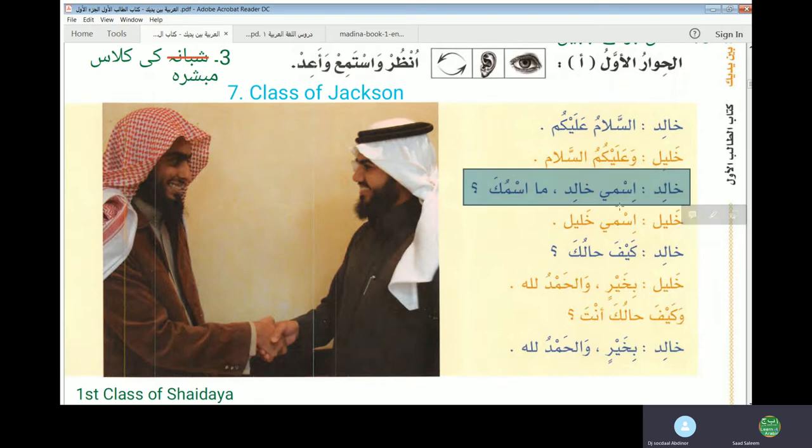اسمي خالد، ما اسمك؟ What is the meaning of this line? My name is Khalid. And what is this? What's your name? Ma means what, ism means name, and ka means your. So ما اسمك means what is your name. Yes, I understood.